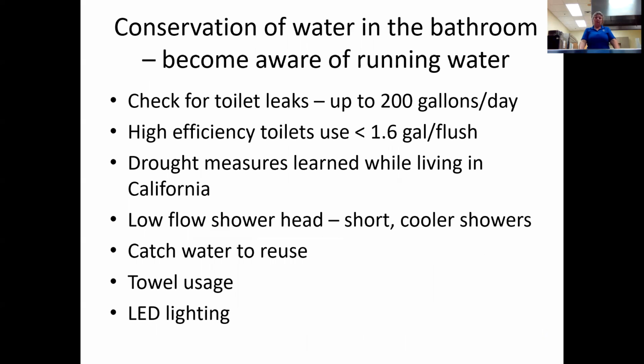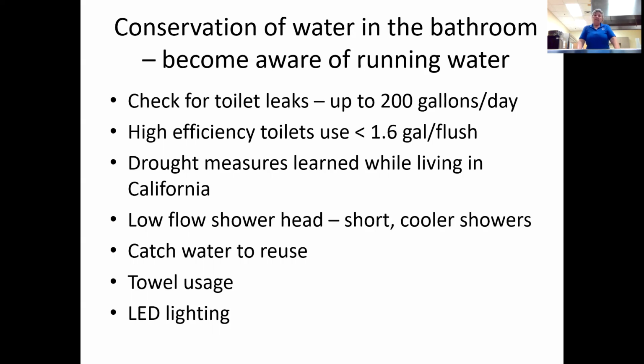Now let's move to the bathroom. Again, be aware of running water. So check for toilet leaks. This is where a lot of houses actually lose a lot of water every day. You can lose up to 200 gallons per day. If you can, purchase a new high efficiency toilet because they use less than 1.6 gallons per flush. The old ones use maybe up to 5, 6 gallons per flush.